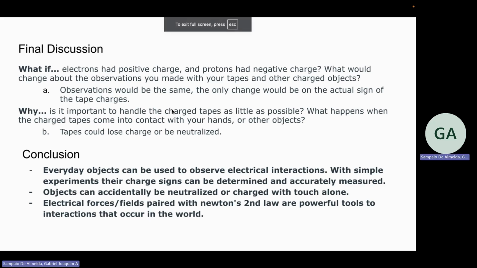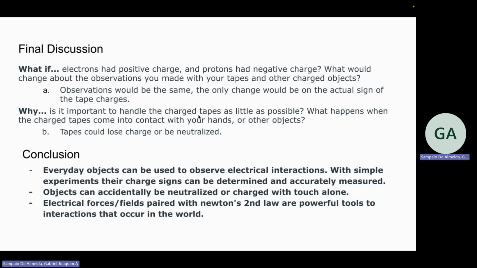For the final discussion, we were asked, what if electrons had positive charge and protons had negative charge? Basically, the observations would be the same. The tapes would still be attracted to neutral objects, like my hand or a book, and tape A would still be attracted to the negative pen, which in that case would be a positive pen. The only thing that would change is the actual sign of the tape charges.